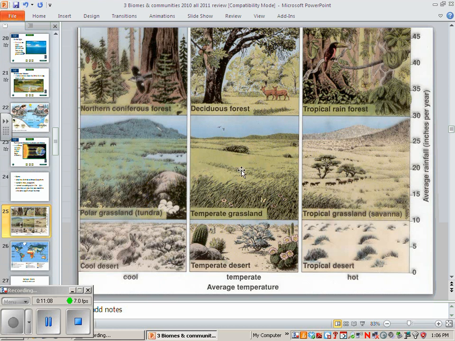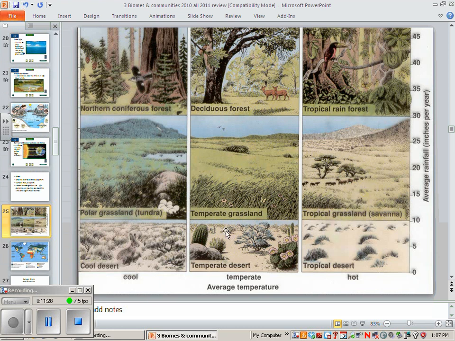Temperate grasslands would be like here, where you have your eagles, prairie dogs, buffalo. Tropical grassland is also called the savanna. This is the grassland that occurs in Africa. Remember, they have a rainy season and then it starts drying up. This is where your elephants, zebras, giraffes, and all will be found.